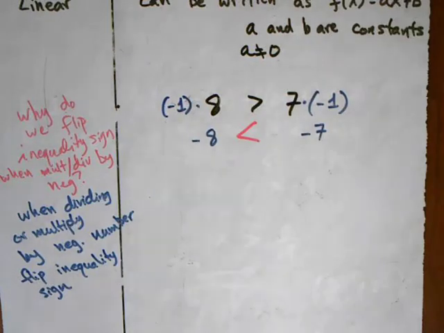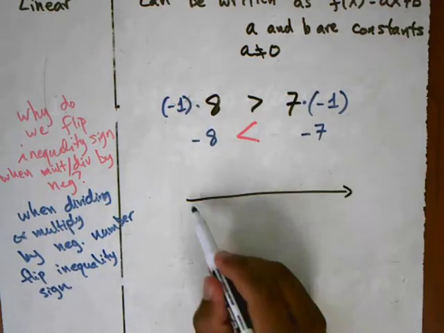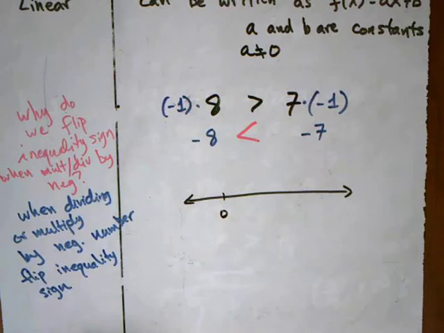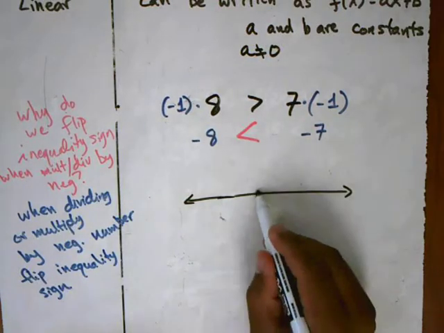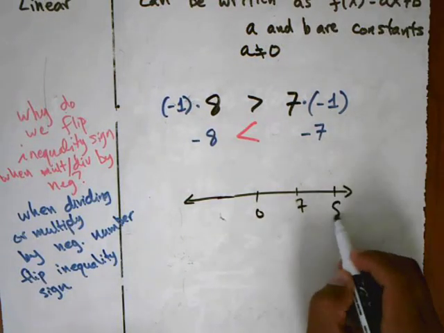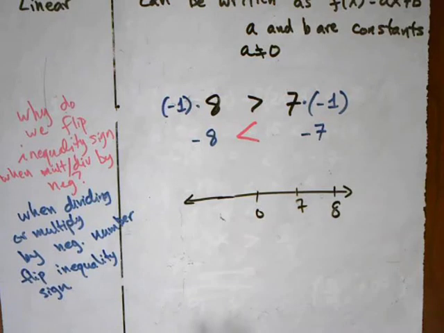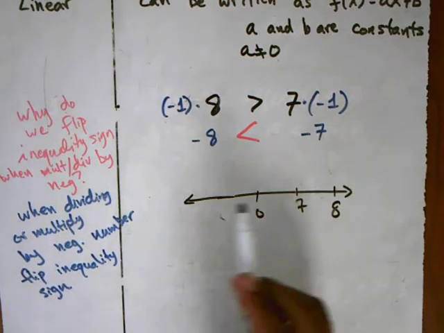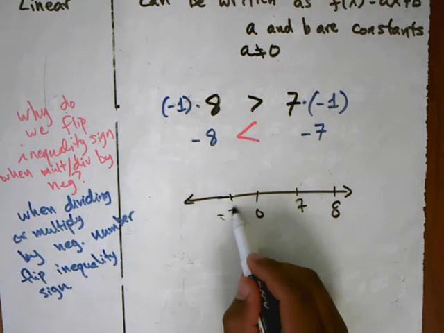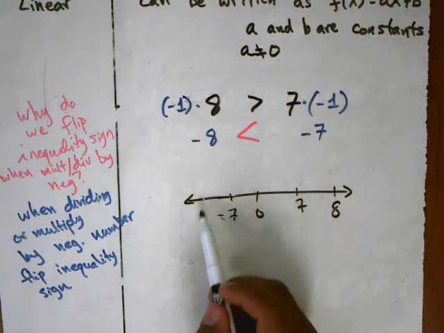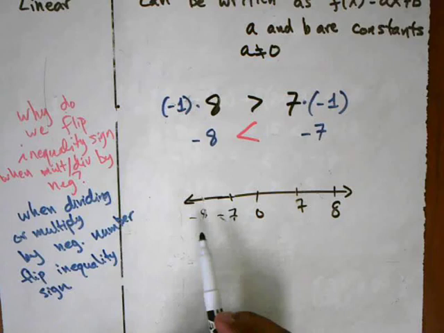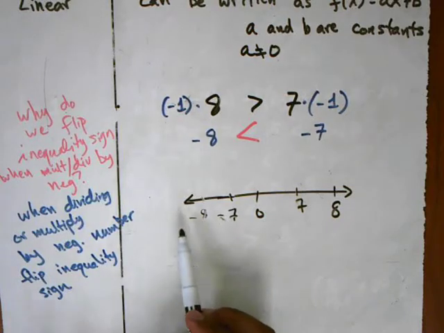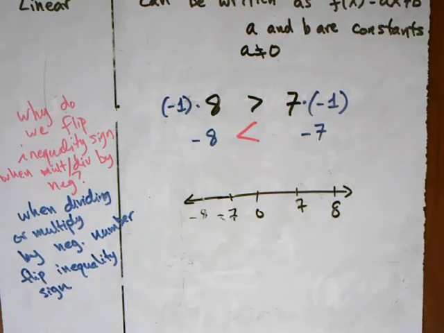It's sort of like saying I have two numbers here on the number line. I have 0, 7, and 8. Here 8 is greater than 7, but when I multiply both of them by negative numbers, it's like they get flipped over the 0. So now you have negative 7 and negative 8, and now negative 8 is to the left of negative 7, so it's less than. So just a brief explanation there as to why we have to flip the inequality sign when we're multiplying or dividing by a negative.